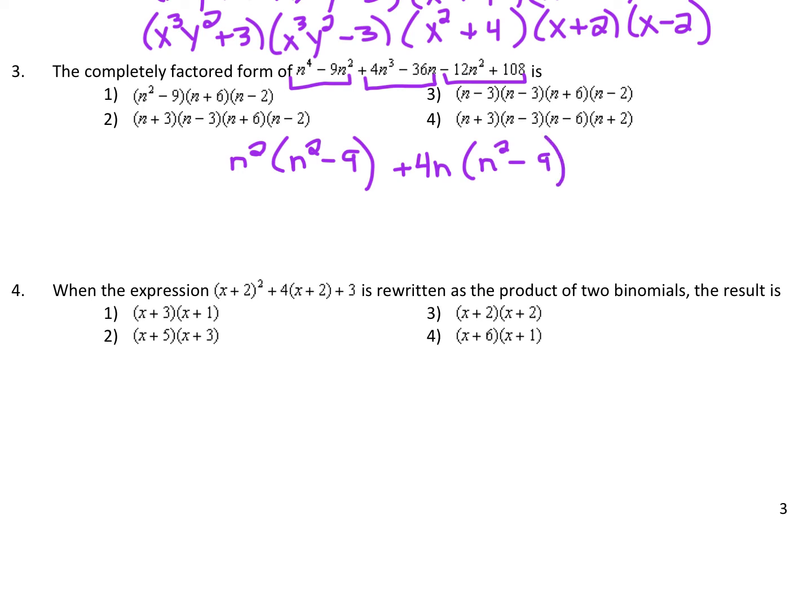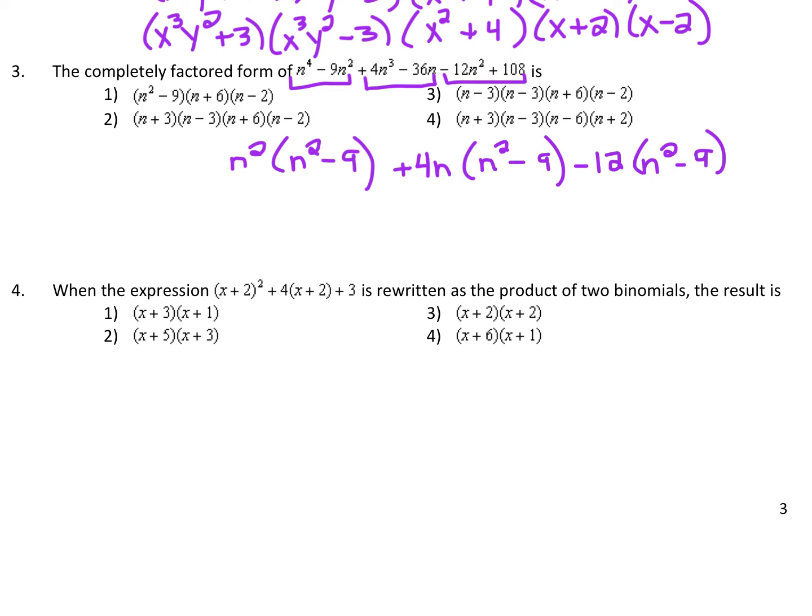And then out of the last two terms, there's no n's that we could pull out, but that's okay because we want to be left with an n squared anyway. But here, the biggest number that divides evenly into both of these is a 12. And because this first term is a negative, we're going to pull out a negative 12. That's also going to leave us with n squared. And since 108 divided by negative 12 is negative 9, we're going to have minus 9. All right, so we know we're on the right track because these parentheses match up.